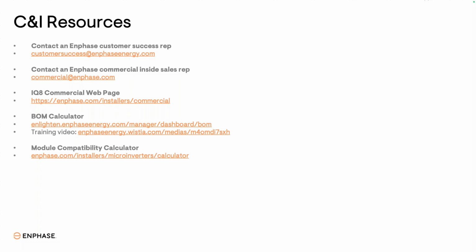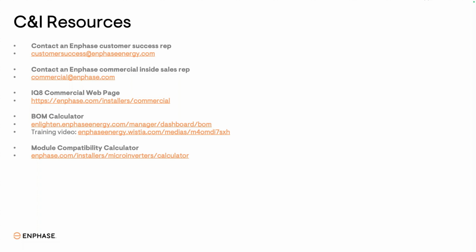And we also have a nice tool called a BOM calculator. We can enter essential information about a specific project, like the number of modules, the module power output, what type of electrical service, and so forth, and it'll generate a bill of materials for that project. So that can be handy. You can create that and then send that to your distributor to put together a quote for you.